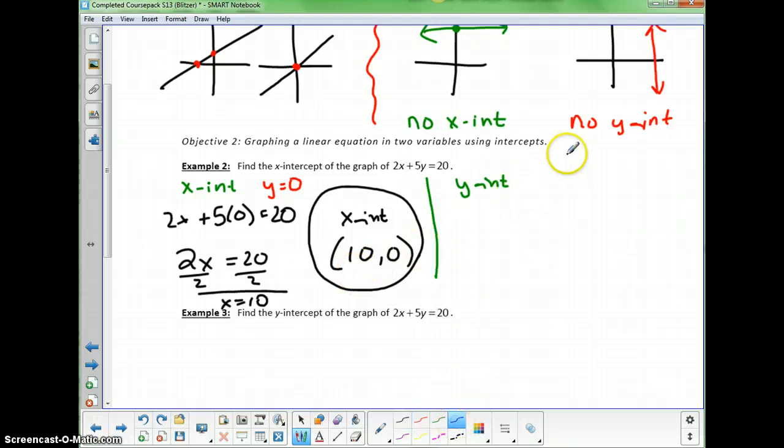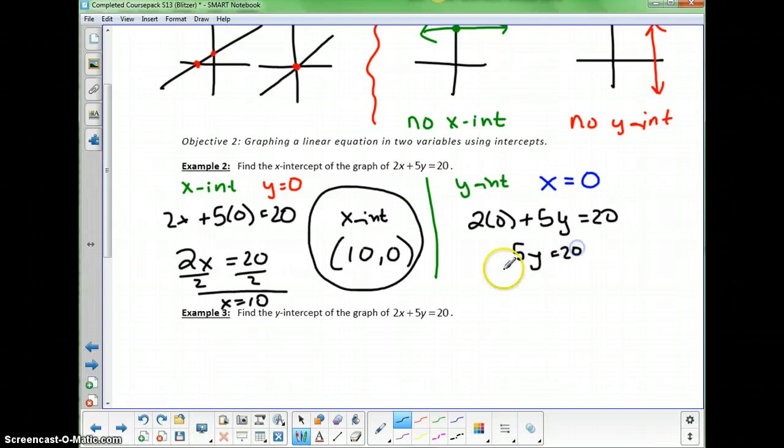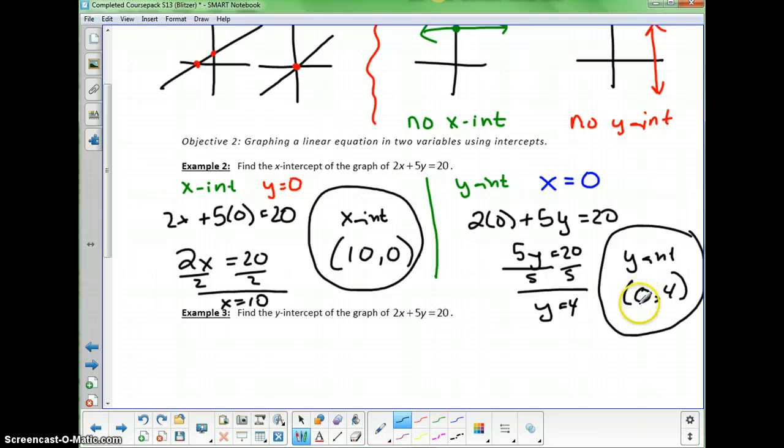Let's try to find the y-intercept. I know, since it's a y-intercept, that x is 0. So let's go ahead and plug 0 in for x. So that's 2 times 0 plus 5 times y equals 20. So 2 times 0 is 0, so I know that 5y equals 20. And if I divide both sides by 5, I get that y equals 4. So the ordered pair here is (0, 4), and that would be my y-intercept. I already knew that the x value was 0, and I found that the y value was 4.